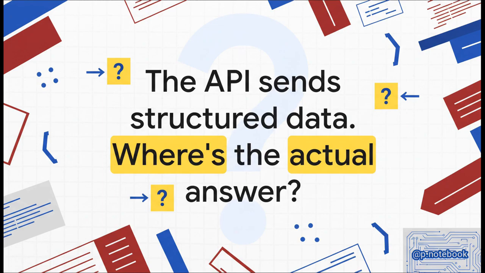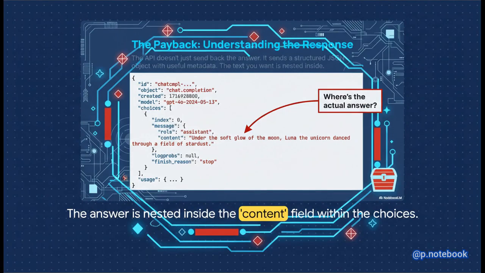And this leads to the classic question every single developer asks the first time they see this. Okay, this is cool, but where's the actual answer I was looking for? And this, right here, is the treasure map. The answer you want, it's nested deep inside that structure. You have to do a little digging. You need to look inside the choices array, then find the message object inside that, and then pull out the value from the content field. And boom, there it is, your prize, the AI's response, ready for you to grab and use in your application.